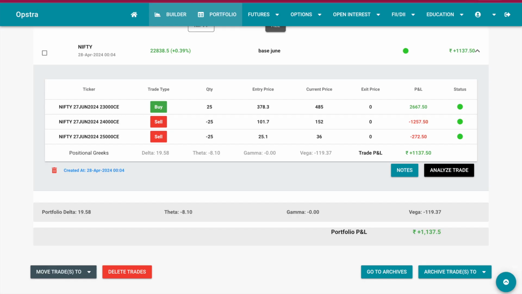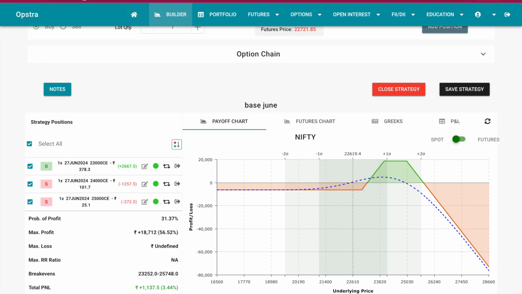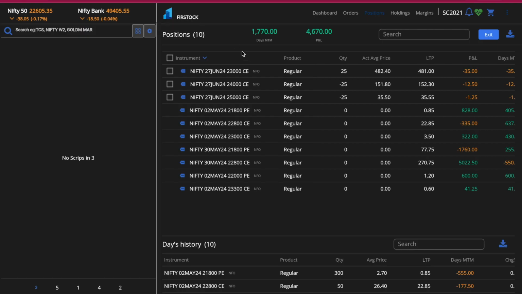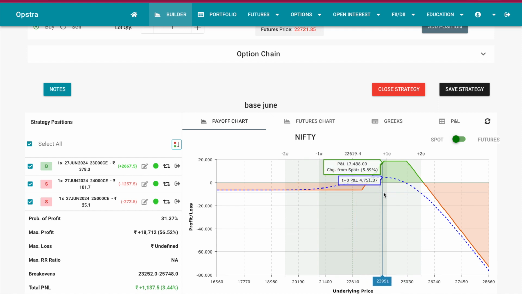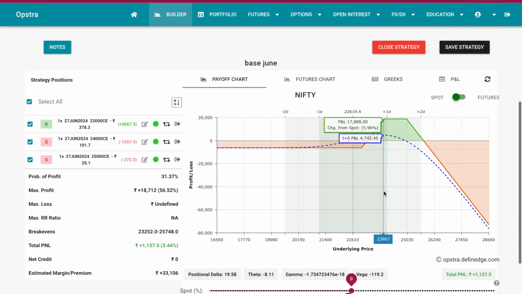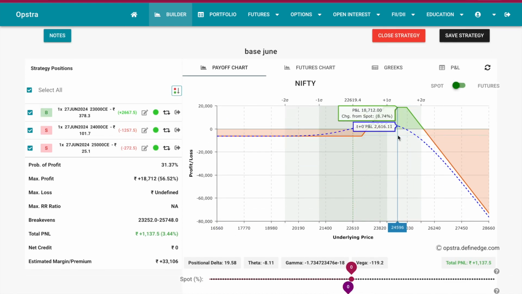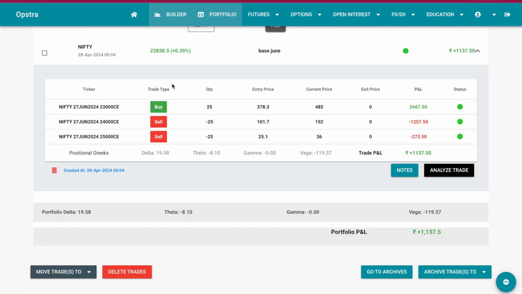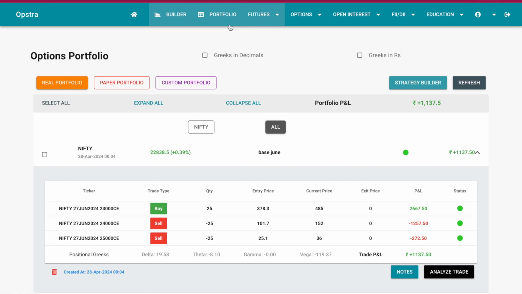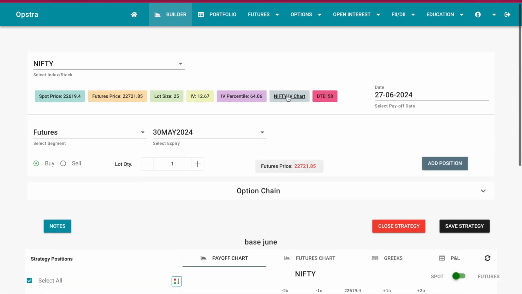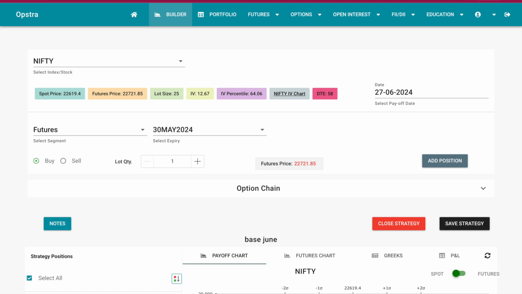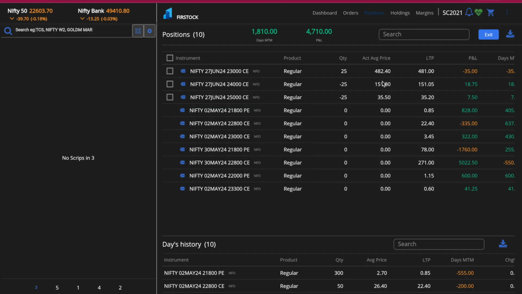Now what we have to do is recover this loss of 6,000 until June. If the market goes up, we will have to book this. This will give us a profit of around 18k, but we will have to book some profits in between. So this is the strategy, and right now the values that we got are 482, 151 and 35.